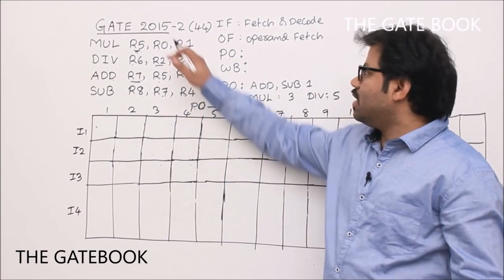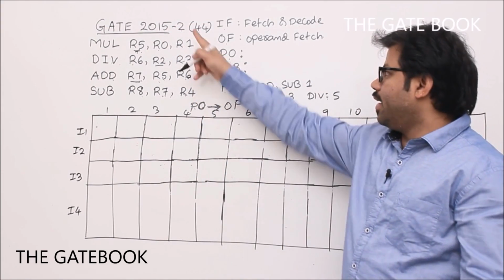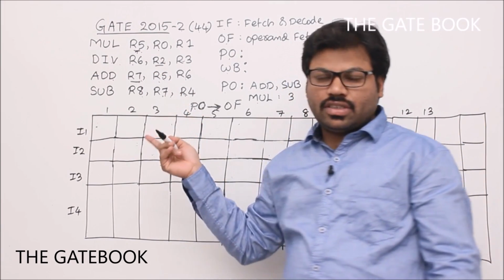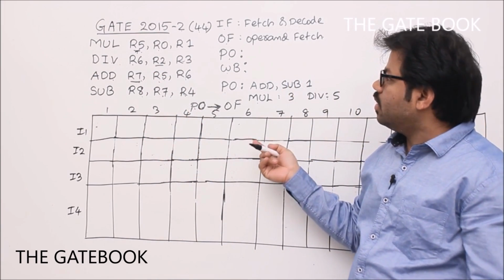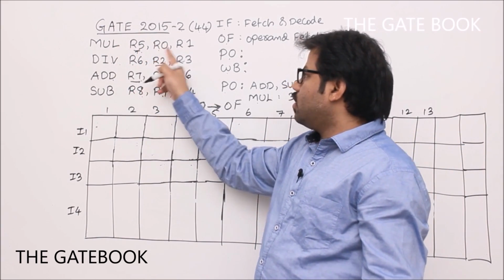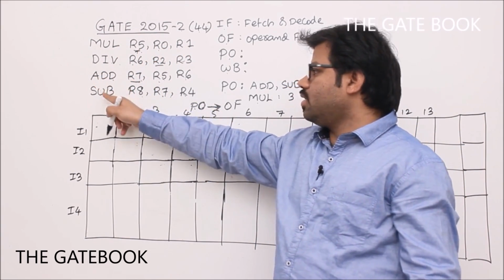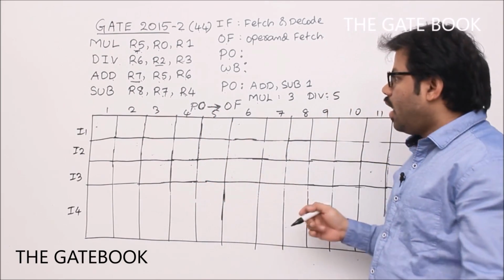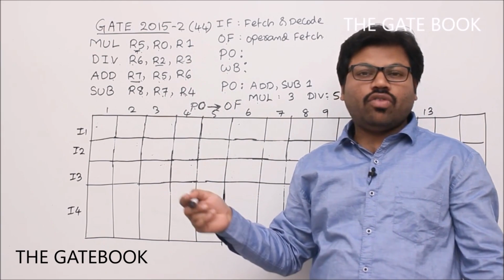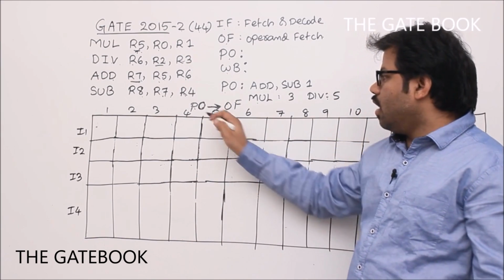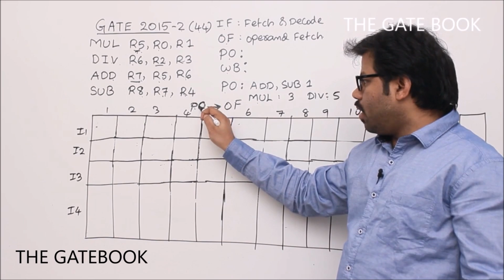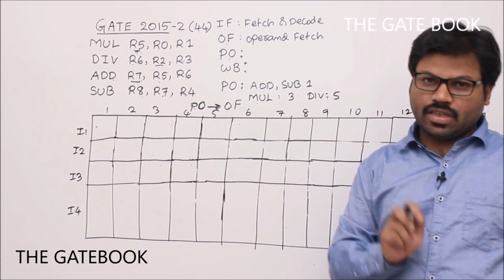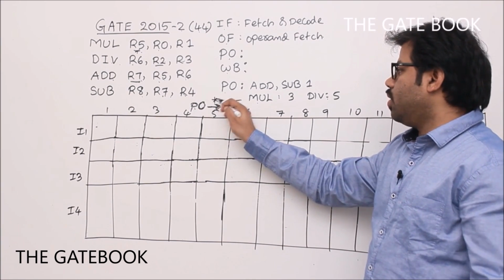Now we'll see this question which is asked in GATE 2015 paper, second set, question 44. It's not a multiple choice question; they have given fill in the blanks. Multiplication R5, R0, R1 and division, addition, subtraction. 4 instructions. We have to find out the number of clock cycles required. And there are dependencies, so we have to go for operand forwarding. They have mentioned that we have to do operand forwarding between perform operation stage to operand fetch stage. Remember that. Only this forwarding is possible.